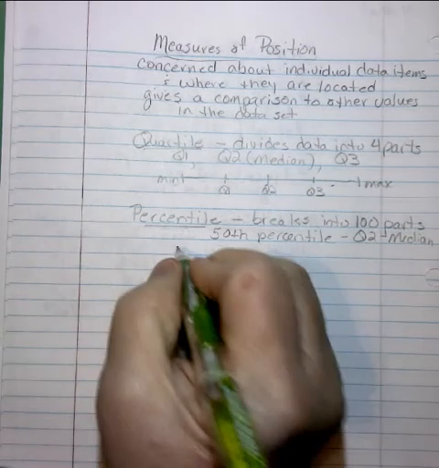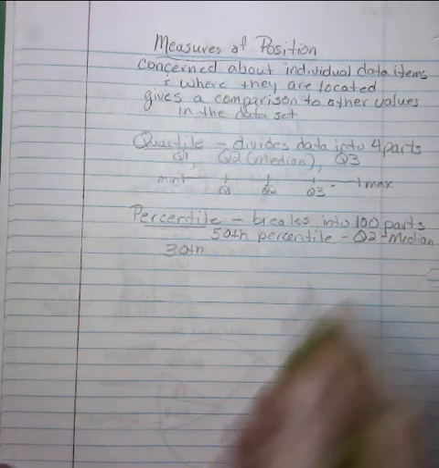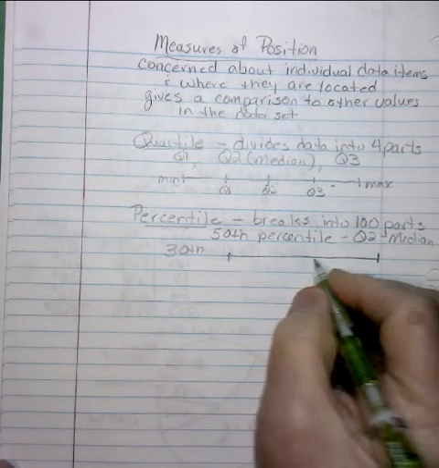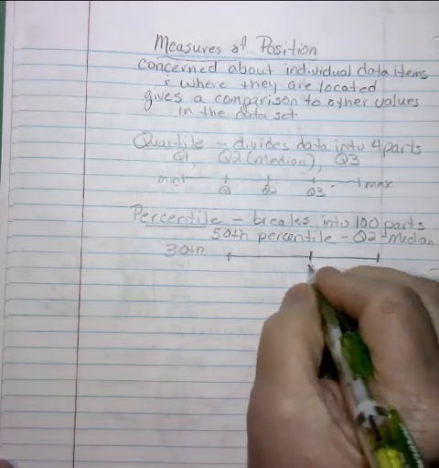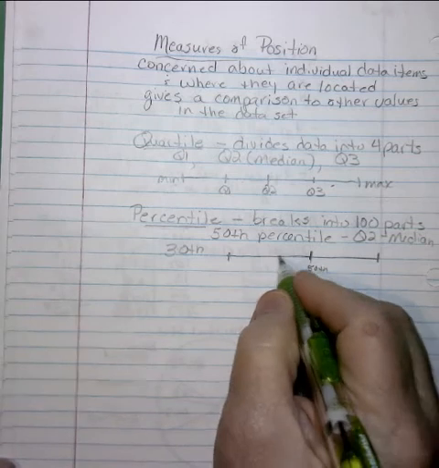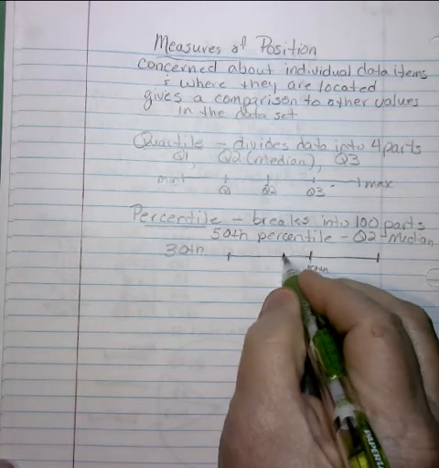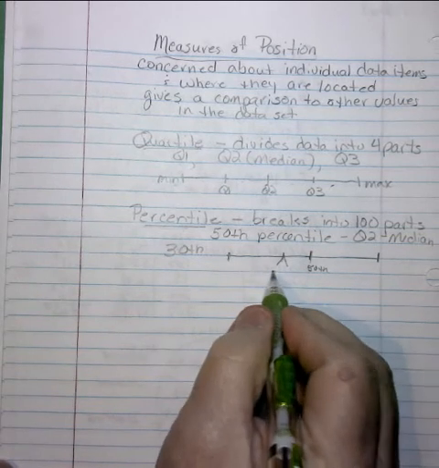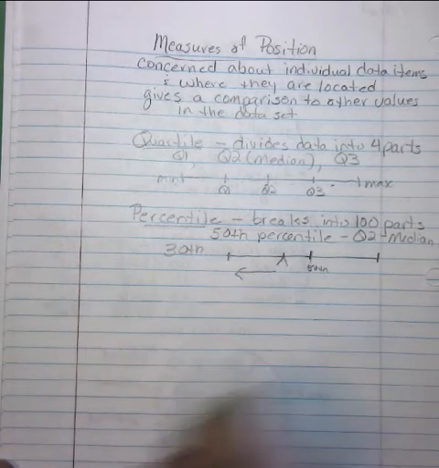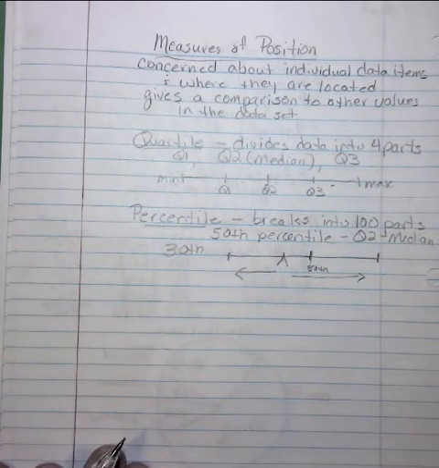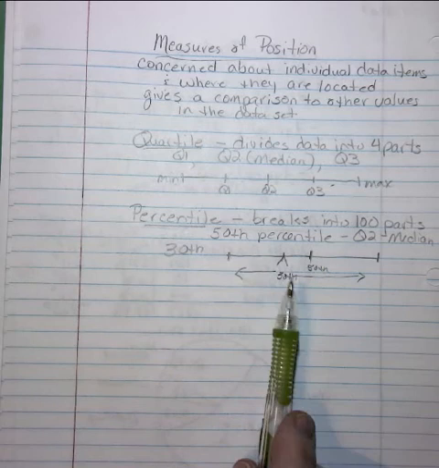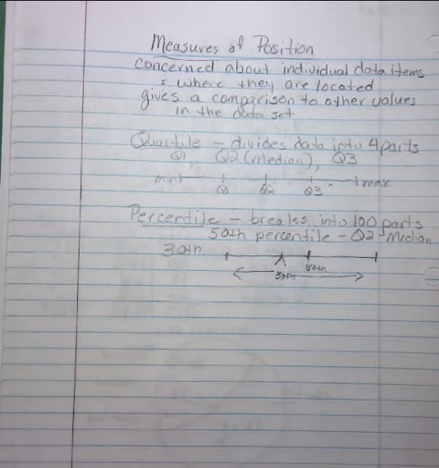If we wanted to find the 30th percentile, what that means is we have our data set, and if the 50th percentile is here in the middle, the 30th percentile would be approximately at this location. When we find the 30th percentile, this is all the data below the 30th percentile, and this is the data above it. So the 30th percentile is saying that this portion of the data is below that particular percentile value.